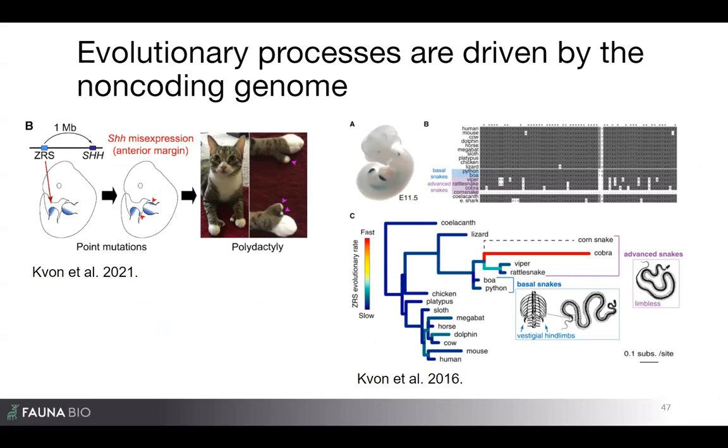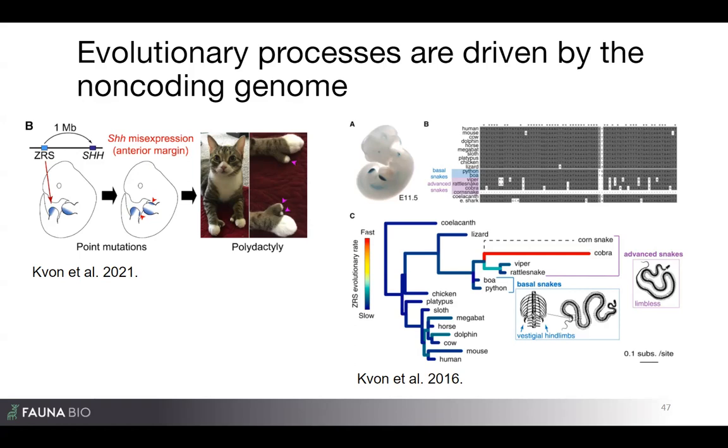The basal snakes are the ones here that still have vestigial hind limbs. And what's really cool here is that these basal snakes, their ZRS enhancer is more conserved with other species that still have limbs. Whereas what are called the advanced snakes here, they have no more limbs. And in some cases, they've completely lost this enhancer. In other cases, it's degraded to the point where it's no longer functional. And so just to show an example of how the non-coding genome participates in both disease, but also evolutionary processes.